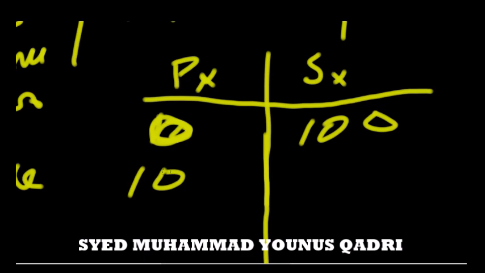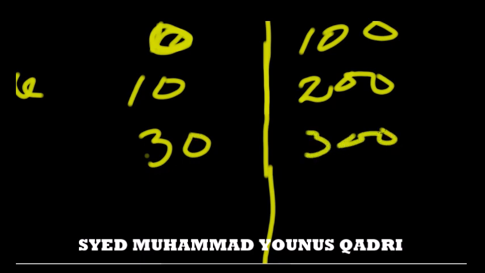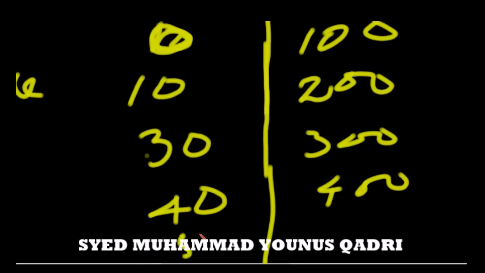If the price goes up to 30, supply will be 300. If the price goes up to 40, it will be 400. If the price goes up to 50, it will be 500, and so on. It shows that there is a positive relationship.